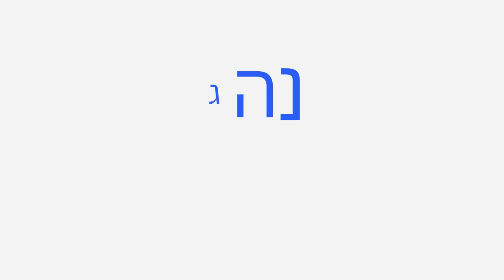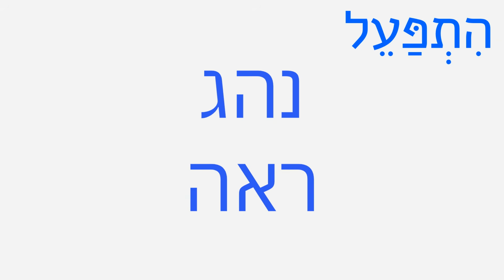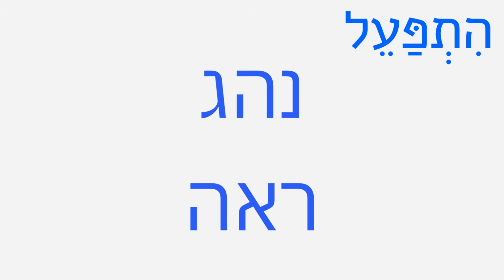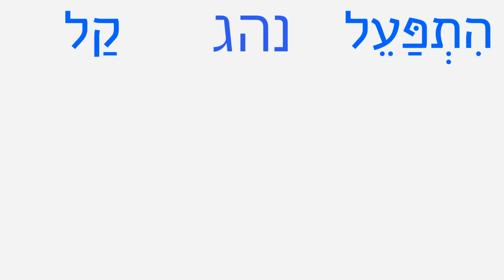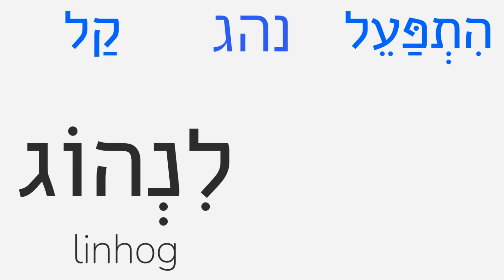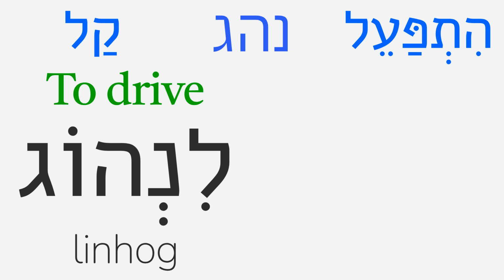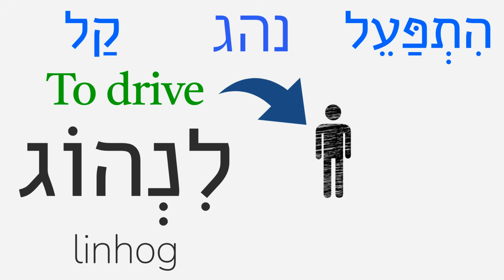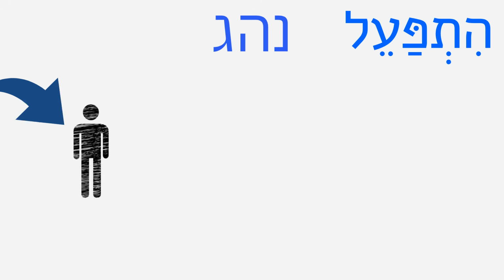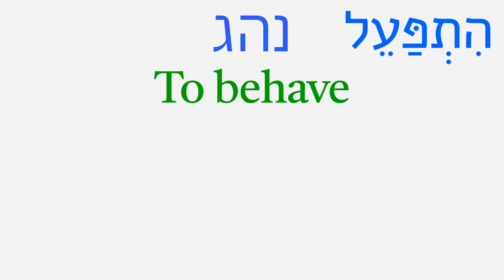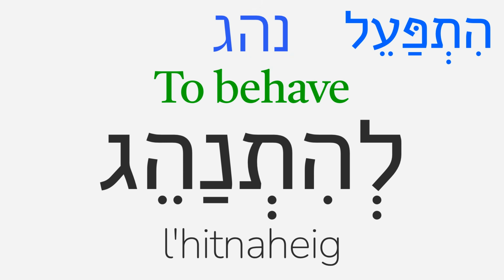Today, we're going to be learning a couple of roots that are used in the Hitpael binyan and are irregular. The root nun hey gimel makes the kal verb linhog, which means to drive. The Hitpael often has a meaning of doing the action the root has in the kal to oneself. That's reflexive, to drive oneself. In other words, to behave. This Hitpael infinitive is regular. Lehitnaheg, to behave.